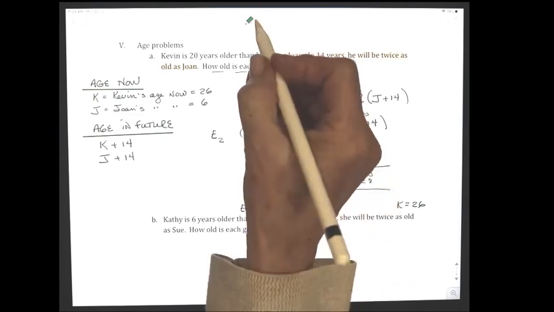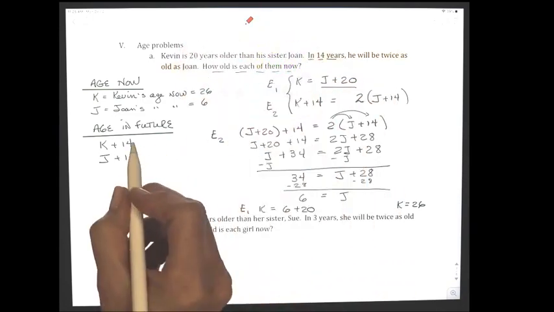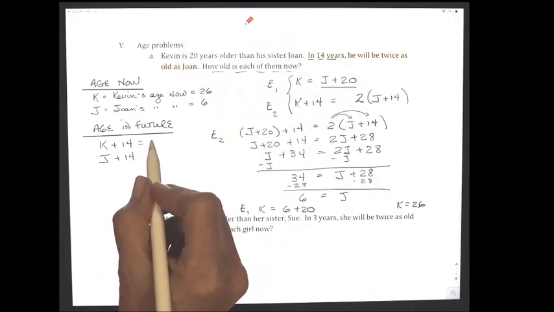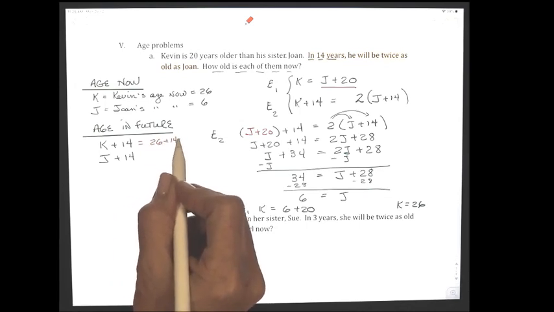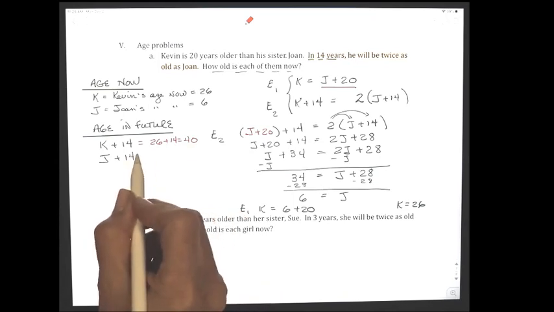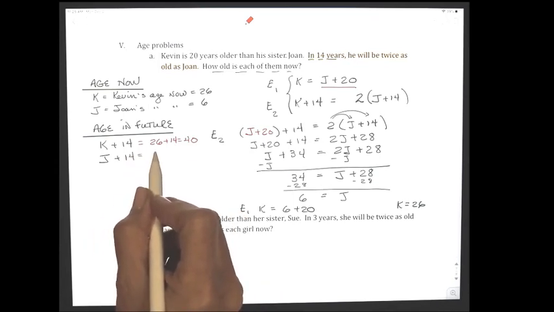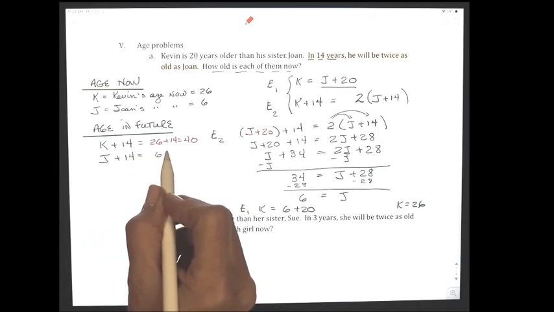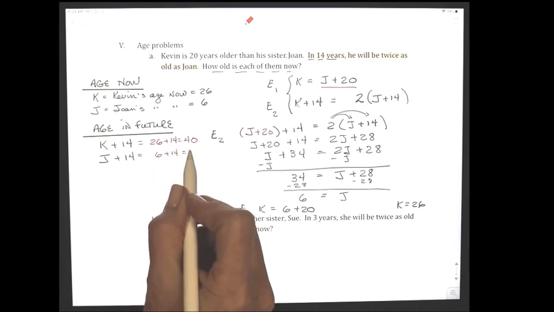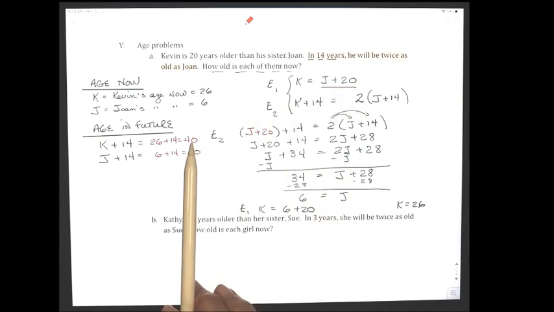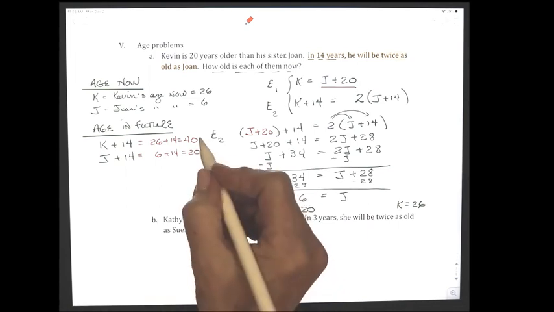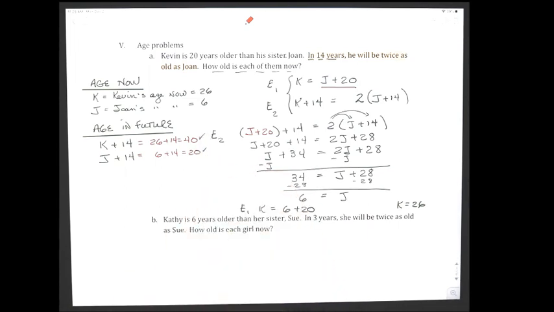So just as a matter of checking, let's look at Kevin's age in 14 years. If he's 26 now, in 14 years he will be 40. And let's look at Joan's age. If she is 6 years old now, in 14 years she will be 20. And the sentence said, in 14 years, he will be twice as old as Joan. So that looks good to me. It's all checking out the way I wanted it to check out.